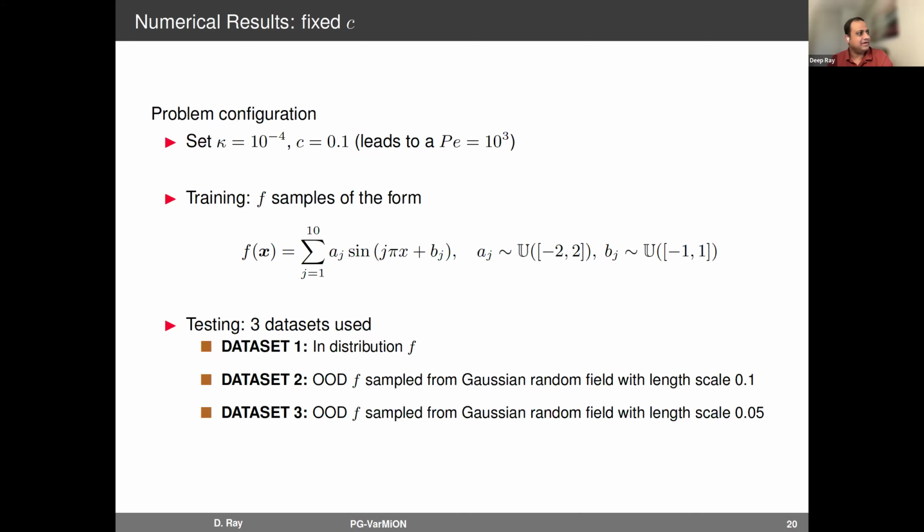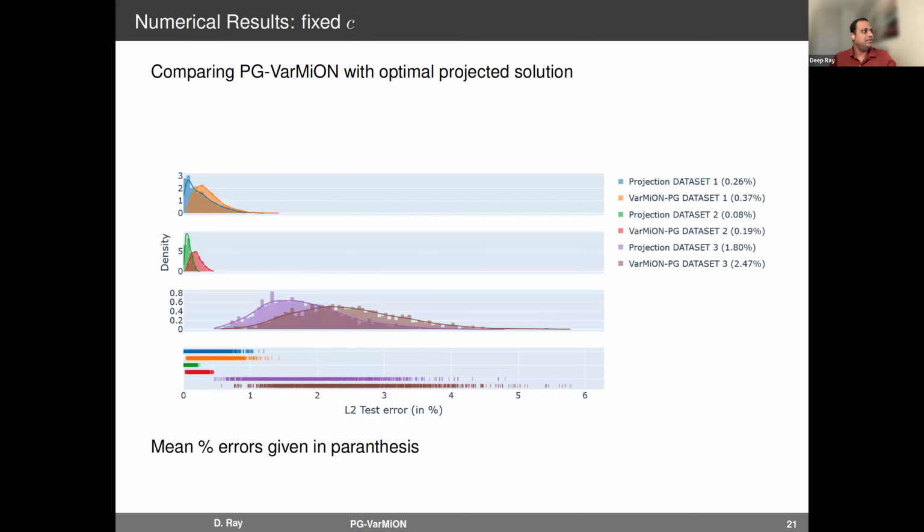Right. Okay. So just to show you what the errors of the PG-VarMiON on these 3 test sets look like compared to the actual projected solution, if we compute it offline. So you see these are the histograms. Here the blue is the projected error, and well, it's not VarMiON PG, it should be PG-VarMiON. This is the older name. And that's the histogram of the test errors for the PG-VarMiON on dataset 1, dataset 2, and dataset 3. And here I'm showing the rug plot to show how these relative L2 errors are distributed. And we see that at least on average, we are not too far from the projected error, right?